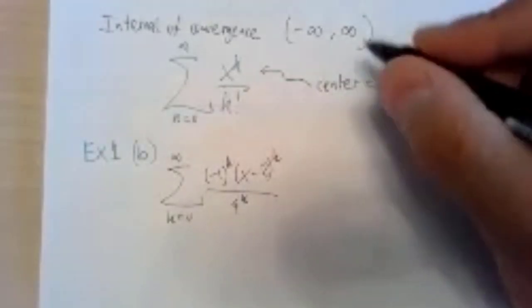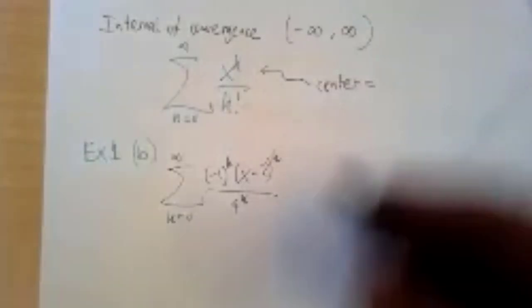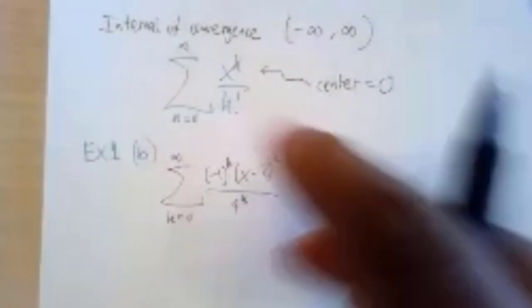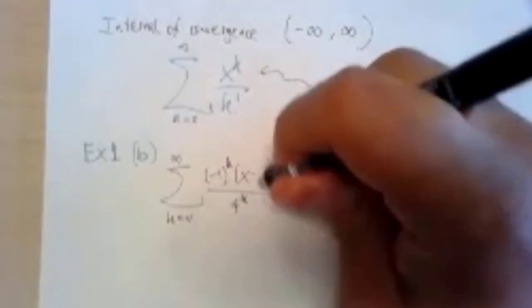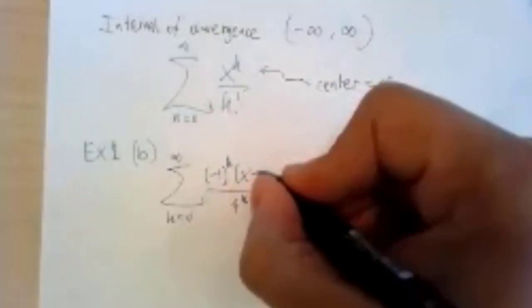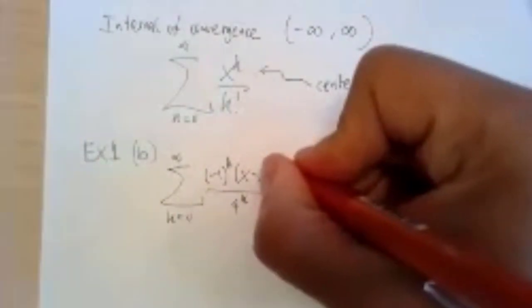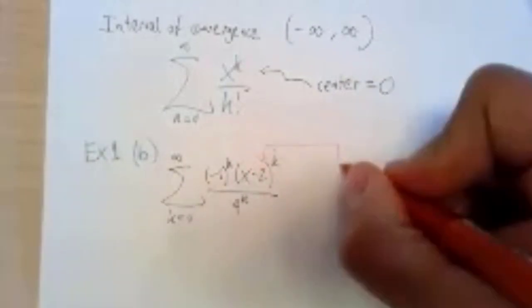Well, it doesn't say anything, right? The expression is supposed to be x minus something. So here the center was 0, right? On the previous one. But on this new one, this time around, our center is not 0. What is our center? Our center for this one is 2.